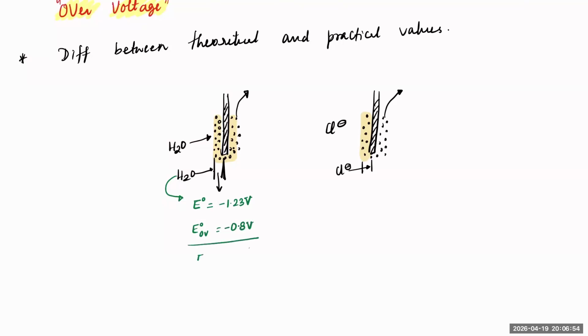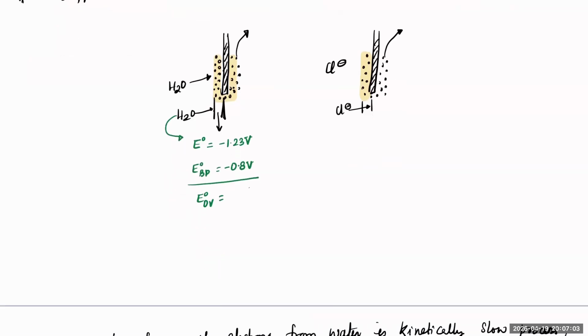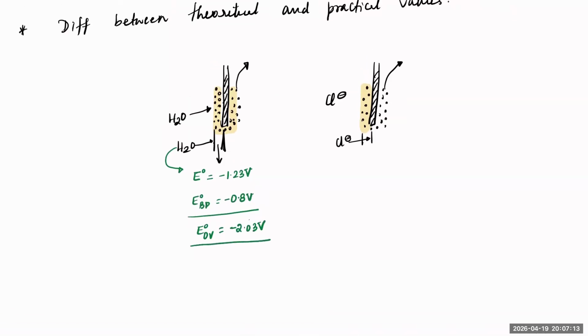So overall, if you notice the E naught, sorry, this is bubble potential. BP means bubble potential. So that means overall, practically how much is required is around minus 2.03 volts. This much is the oxidation potential of water practically. Theoretically, 1.23 is enough. But because of this bubble layer forming here, it requires that extra amount of push towards the metal surface.